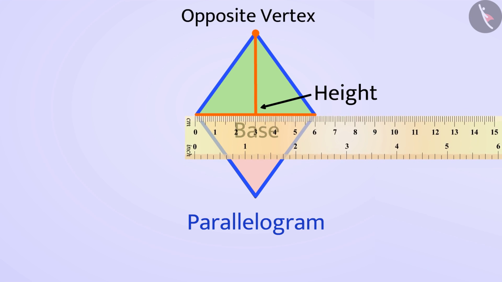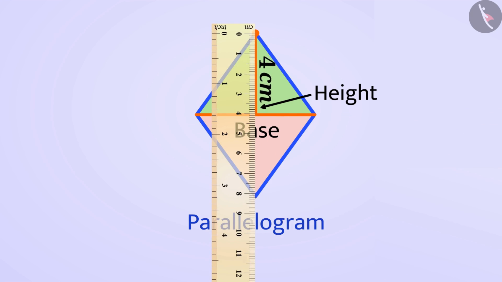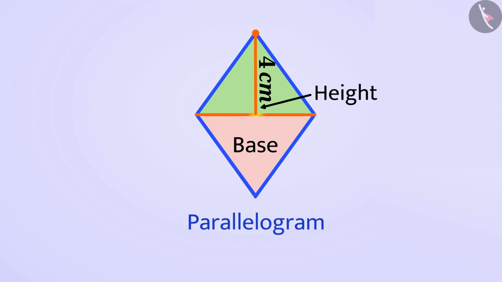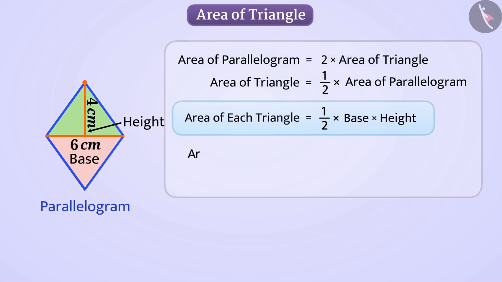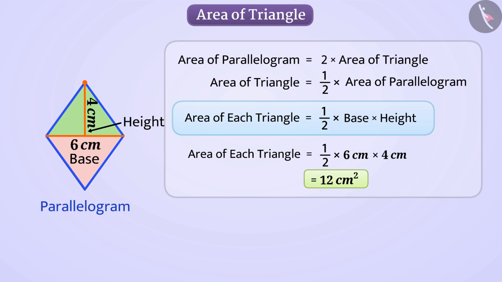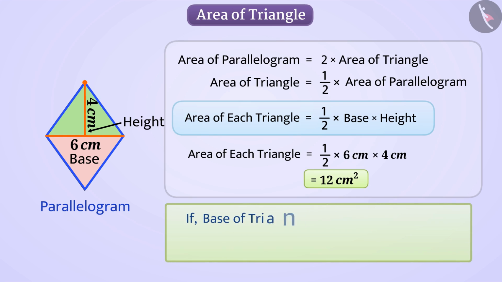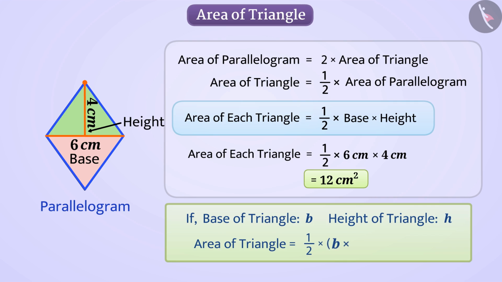On measuring, you will find that this height is 4 cm. Since the base is 6 cm and the height is 4 cm, so the area of each triangle is equal to half multiplied by 6 cm multiplied by 4 cm, which is equal to 12 square centimeter. If we consider the base of the triangle as B and the height as H, then we can say that the area of the triangle is equal to half multiplied by base multiplied by height, or half BH.